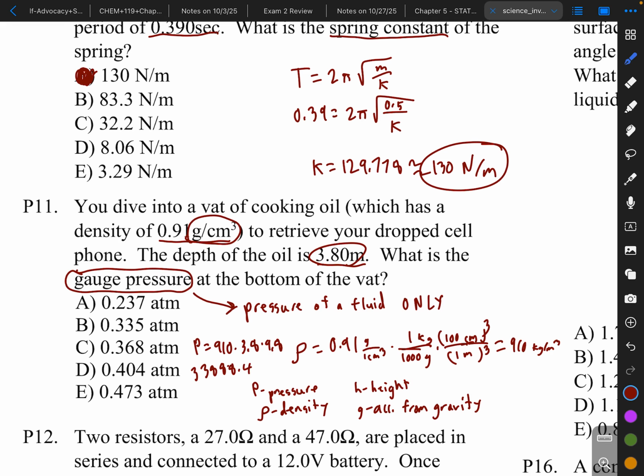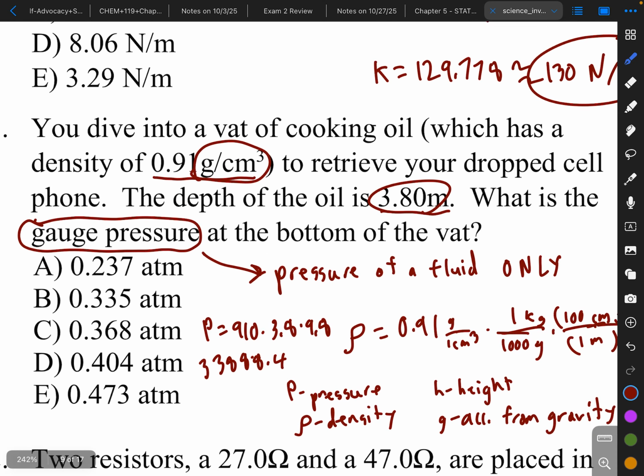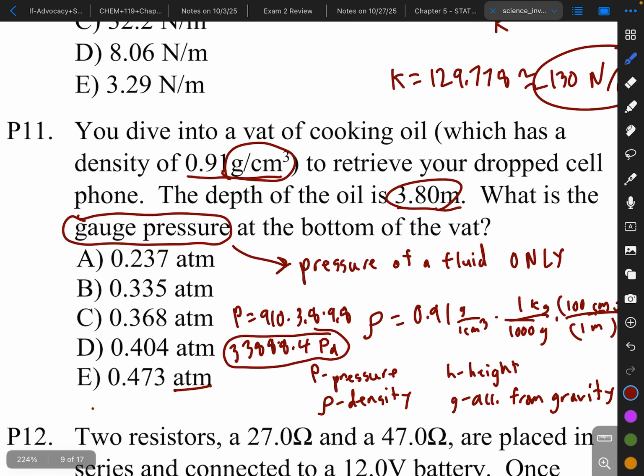33,888.4. What is the standard unit of pressure in physics? In chemistry, you might have used ATM a lot. In physics, the standard unit is a Pascal. So this is the gauge pressure in pascals, but we want to convert that to ATM. So 33,888.4 pascals.